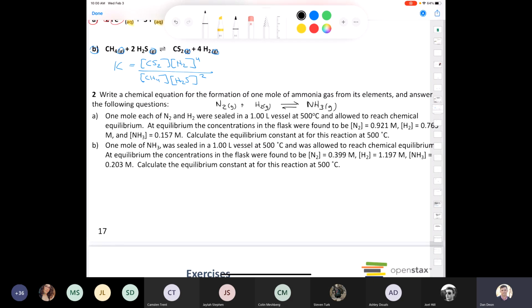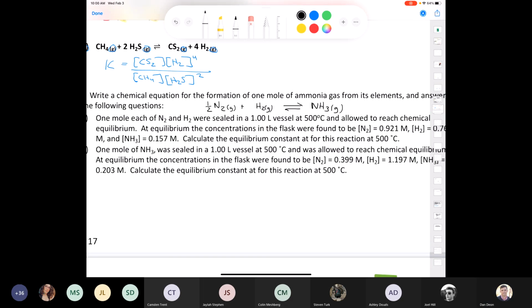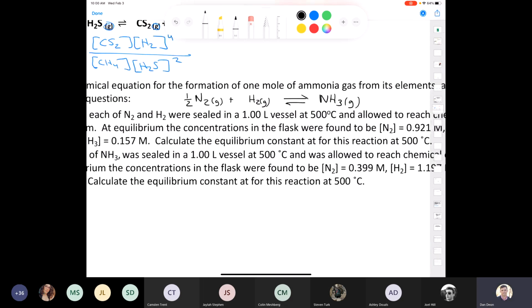But this is not balanced. Now, if the stoichiometric coefficient of the ammonia needs to be a 1, what would I multiply N2 by to make 1 atom of nitrogen? The answer is I'd multiply it by a half. And for my hydrogen, what would I multiply H2 by to get 3? The answer is 3 over 2, right? 3 over 2 is 1.5. 1.5 times 2 gives you 3. So you should be able to come up with this expression right here.